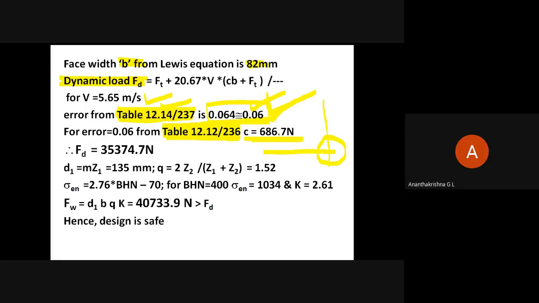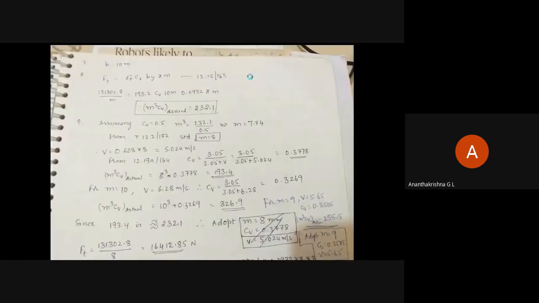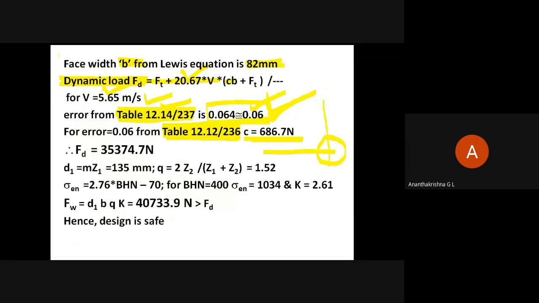Yes, sir. Okay, now go to the dynamic load equation. Substitute the value of C as 686.7. Value of B is known as 82 mm. K3 is 20.67. V is 5.65. We know the value of FT, that is 131302.8 divided by 9. Substitute these values, get me the value of dynamic load.